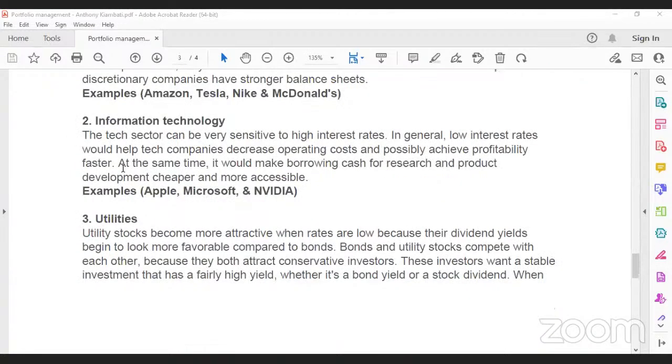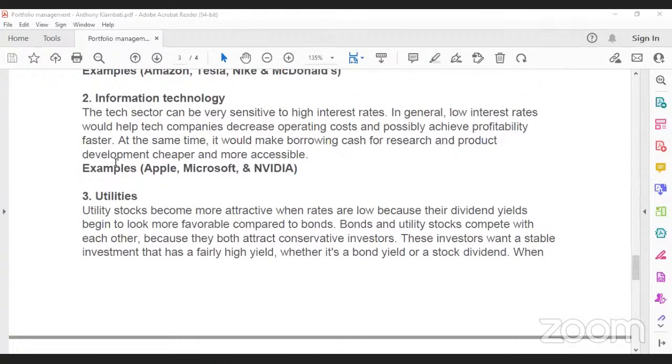Finally, another sector that performs well during low interest rate market conditions would be the utilities sector. Utilities are basically companies that, let's say, generate electricity, provide water. Utility stocks become more attractive when rates are low because the dividend yields begin to look more favorable compared to bonds.